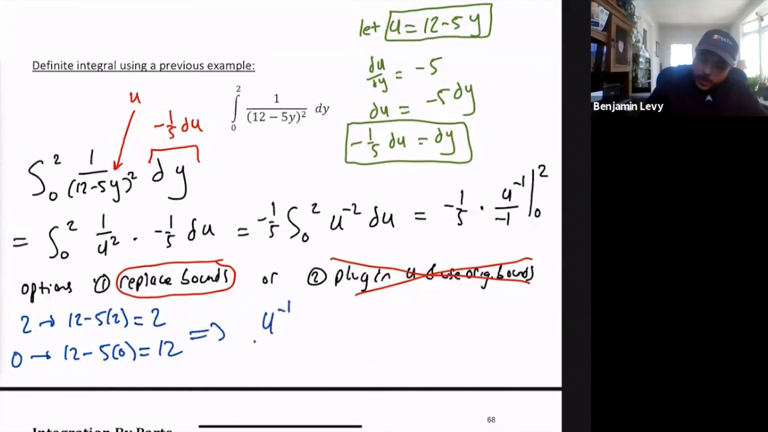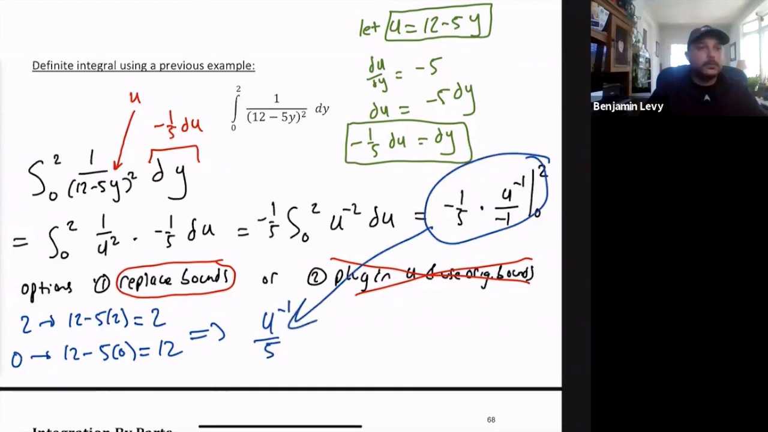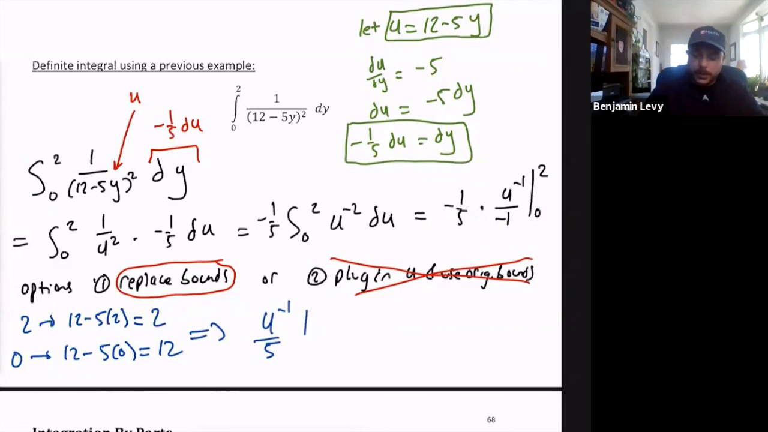u to the minus 1 over 5. I'm just carrying this down over here, right? u to the minus 1, I'm multiplying those things. The negatives cancel. And then instead of 0 to 2, we're going from 12 to 2, right? Because 2 stayed the same, but 0 turned into 12. And that's something that's easy to do. First, you plug in the 2, then you plug in the 12.